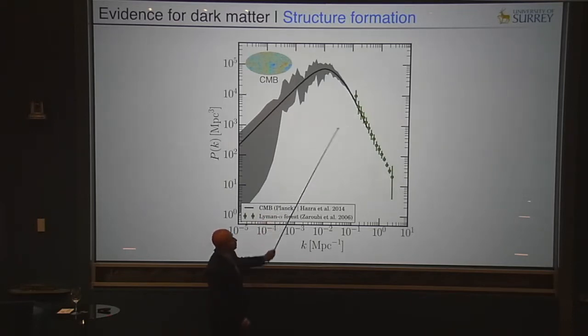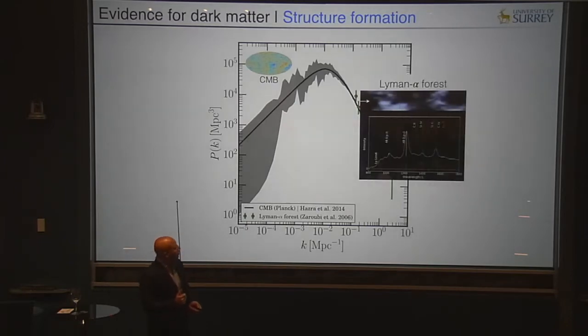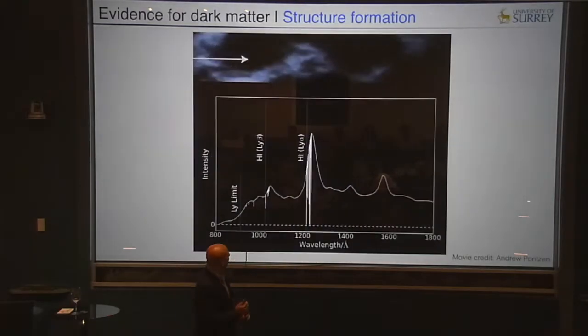But at this point, we can't use the cosmic microwave background radiation anymore to probe ever smaller scales. We need a different method, another probe. And so over here in green, we're using a different probe of structure in the universe. This is a beautiful probe called the Lyman-alpha Forest. And here's a little movie by Andrew Pontzen that explains how this works.